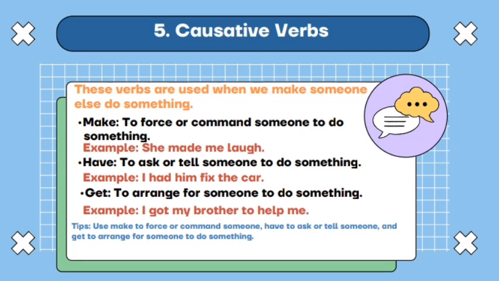And the tips: use make to force or command someone, have to ask or tell someone, and get to arrange for someone to do something. Okay, I think that's all.